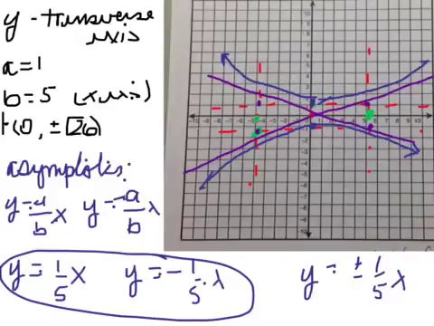So we got our asymptotes, and we found the foci already in the first part. So we've done everything they've asked now on this problem.